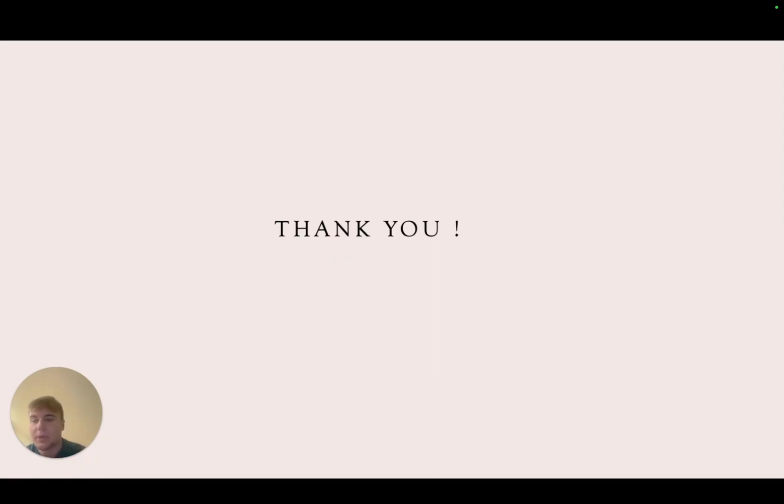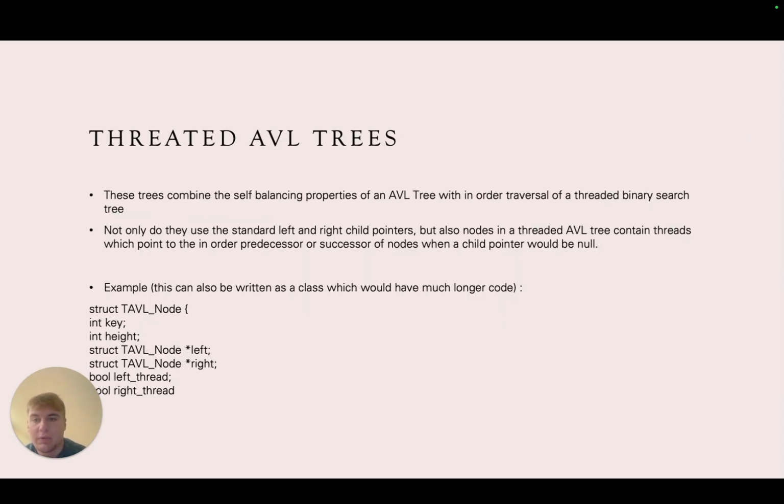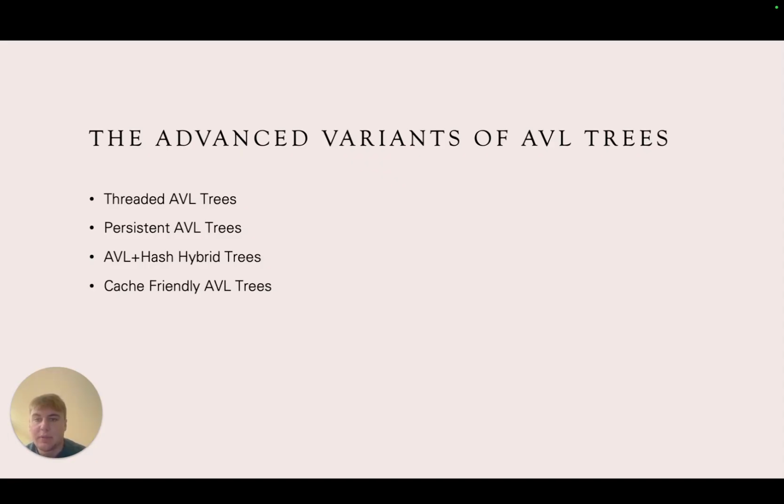So thank you guys for watching, and that's part 3 of the video. Like I said, for part 4, I'll be going over a code review of these 4 advanced variants of AVL trees: the threaded AVL trees, persistent AVL trees, AVL plus hash hybrid trees, and cache friendly AVL trees. So if you want to see how those are used, I'll be writing code for that in a Linux environment, and I'll post that up by next week.